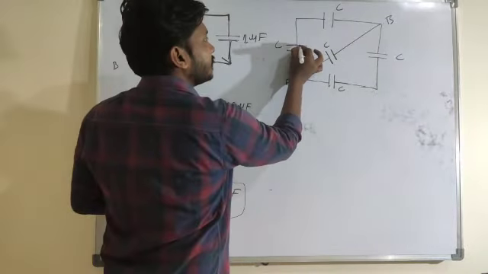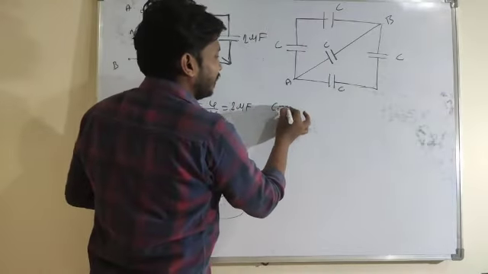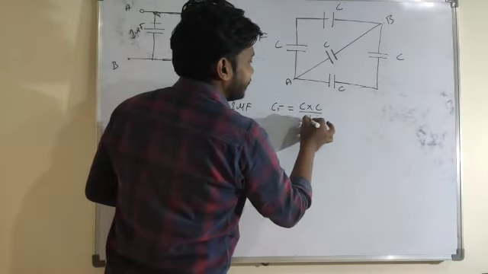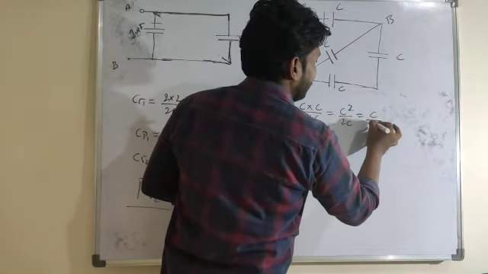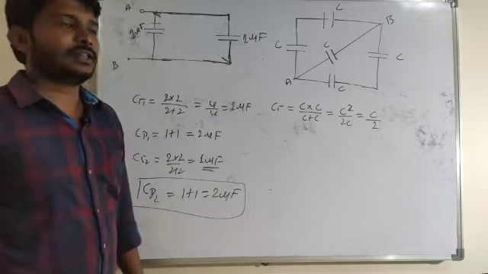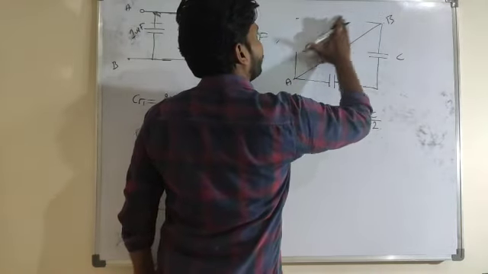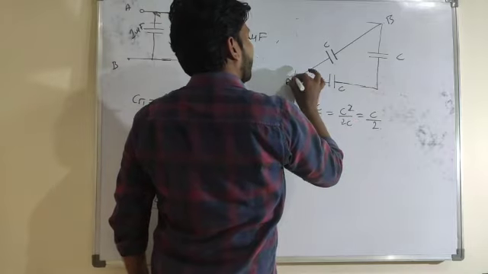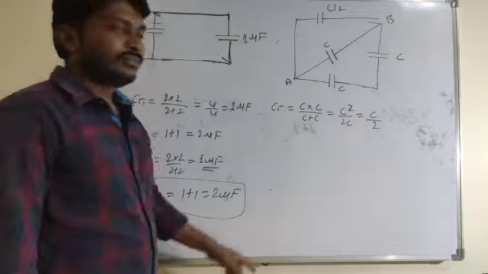For that purpose, what is the nature of combination between C and C? That is an end-to-end connection. End-to-end connection means C into C divided by C plus C. So C square divided by 2C, that is C by 2 here. Instead of taking two capacitors, let me take a single capacitance, so its value is C by 2.